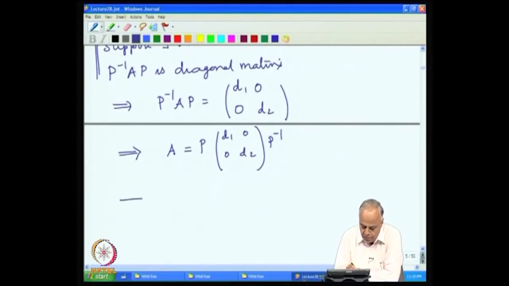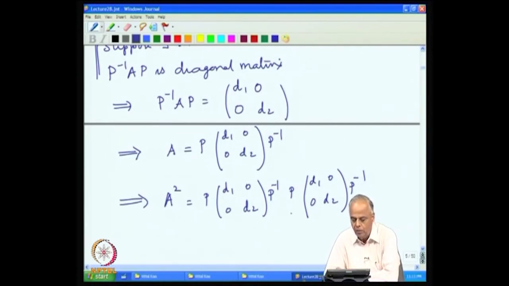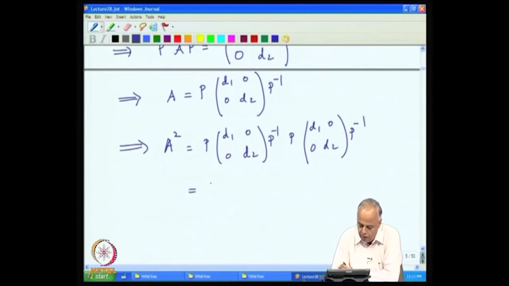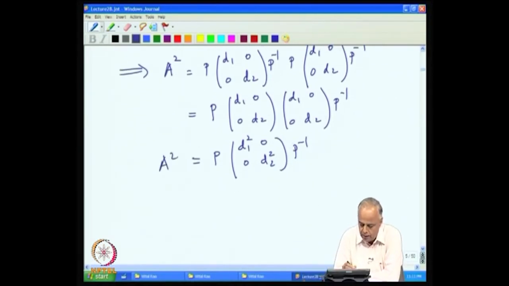If this is so, we get A squared is equal to P into D1 0 0 D2 P inverse. That is, A has to be multiplied by A again, A into A is A squared, which is this. But now, P inverse P is identity. So, this becomes P into D1 0 0 D2 into D1 0 0 D2 into P inverse. This is because the middle P inverse P is an identity matrix. But now, it is easy to multiply the diagonal matrices in the middle to get D1 squared 0 0 D2 squared, P inverse. So, therefore, A squared is this. Let us call this 1.